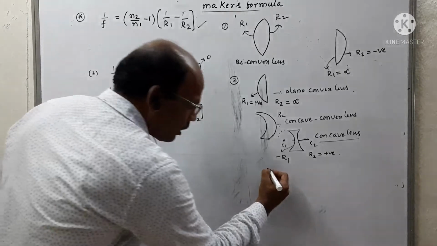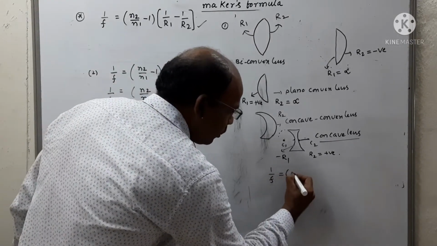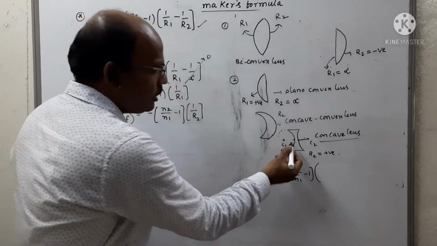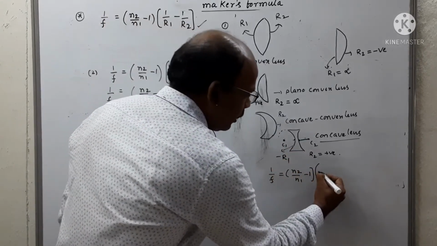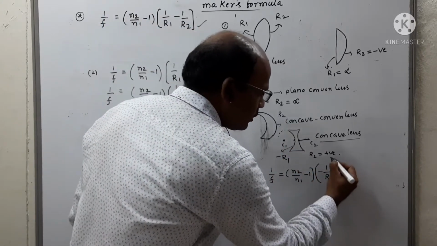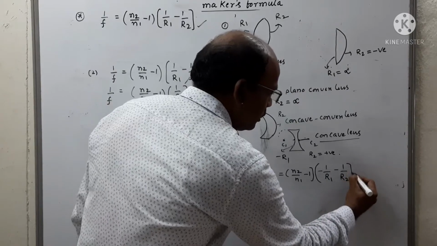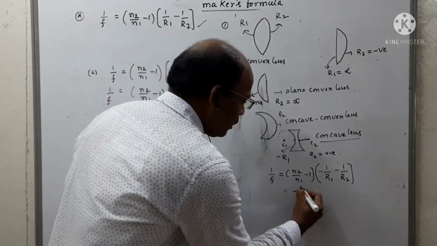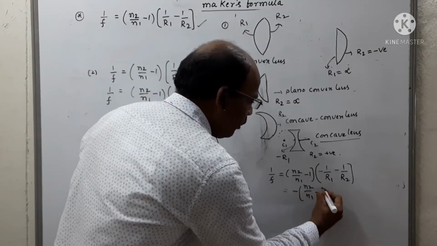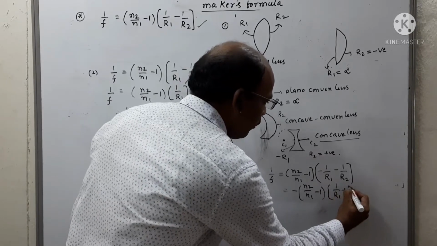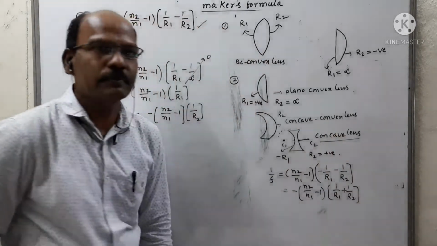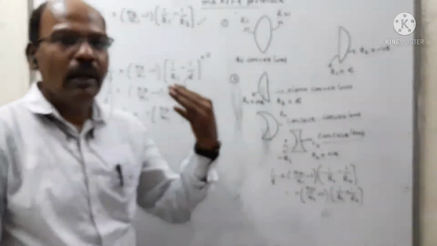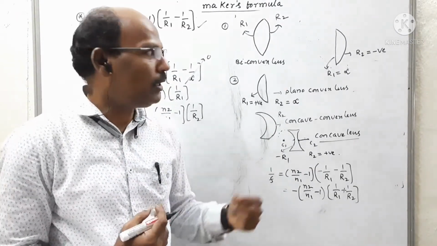So in the case of the concave lens, 1 by f is equal to n2 by n1 minus 1 into, this is negative, so we can write minus 1 by R1, and R2 is positive, so this is minus 1 by R2. If you take the minus common, this becomes minus of n2 by n1 minus 1 into 1 by R1 plus 1 by R2. So depending upon the given lens, we can modify the equation and solve simple applications based on the lens maker's formula.